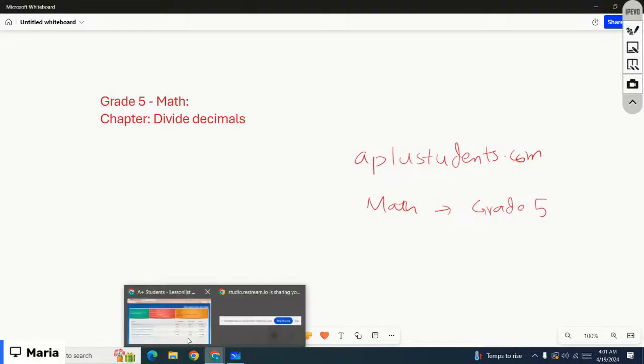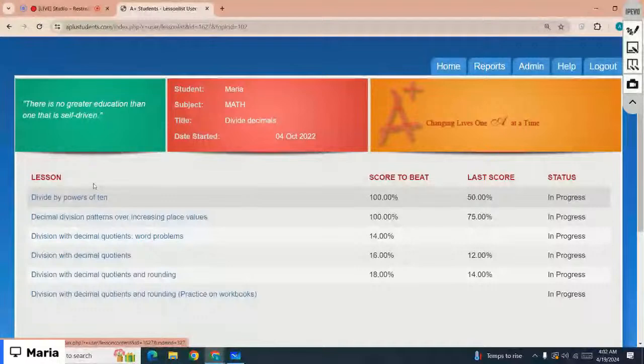Please make sure you have your notebook and pencil so that you can note down the important examples and definitions as well. So here I am on the chapter divide decimals. Let's just start with the first lesson, that is divide by powers of 10.